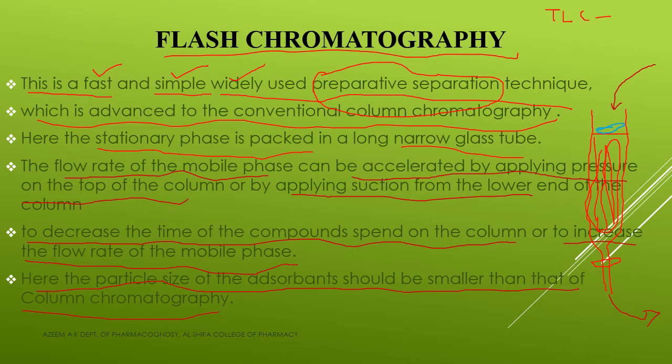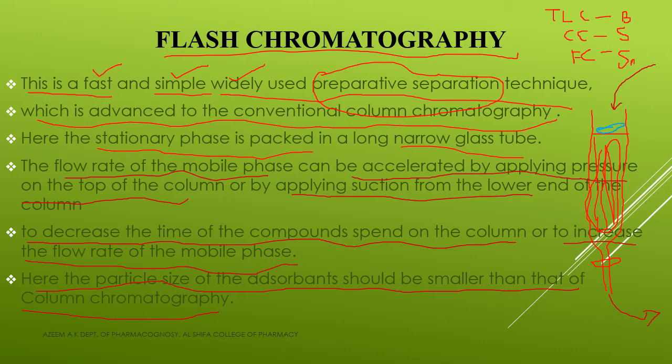So in thin layer chromatography the particle size is bigger, and in column chromatography the particle size of the adsorbents used will be smaller than that of the adsorbents used in thin layer chromatography. Okay, and in flash chromatography the particle size should be even smaller than the particle size which we are using in column chromatography.